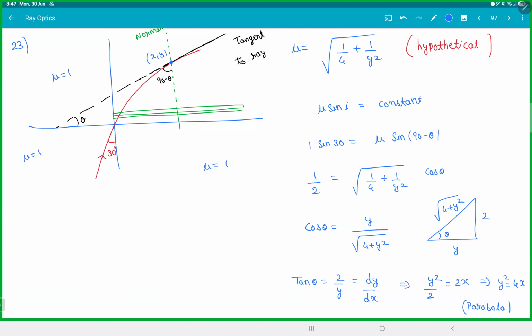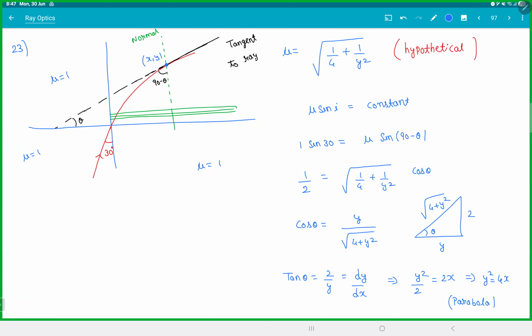Check. That is the main idea there. From mu sin i is equal to constant, get theta. Once you got theta, tan theta is the slope, dy by dx. And that's how you get y and x. It's a pretty good one. Meaning I can mess up any mu function. The story is still the same.